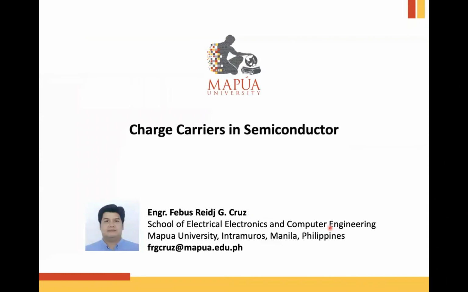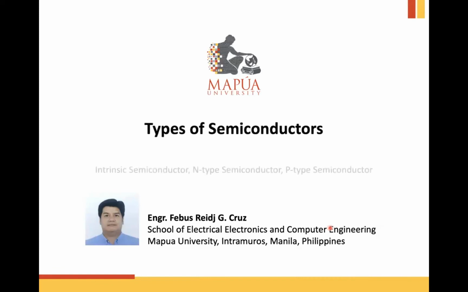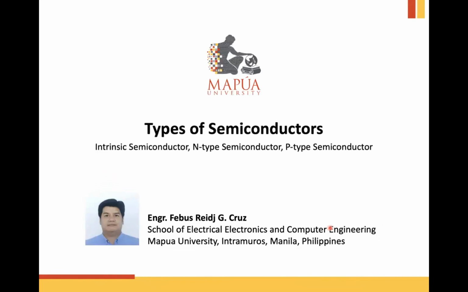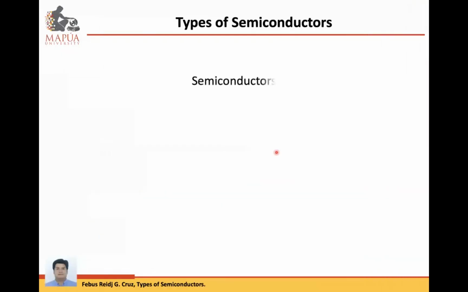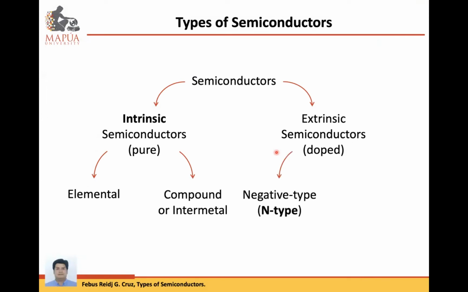All right, that ends our description for the charge carriers in semiconductors. So let us continue on the types of semiconductors. Again, these are intrinsic, N-type, and P-type. Semiconductors are either intrinsic or extrinsic. Under the intrinsic, it's either elements or compound. And under the extrinsic, it's either N-type or negative type, or positive type or P-type.